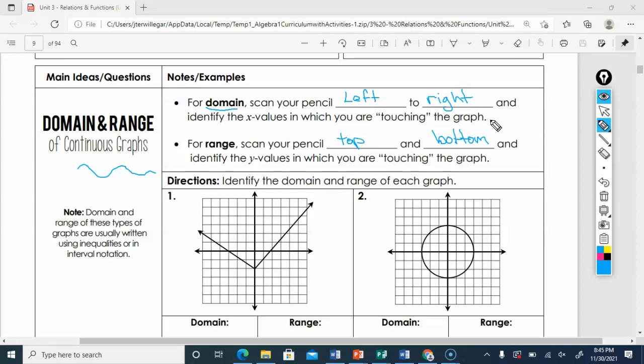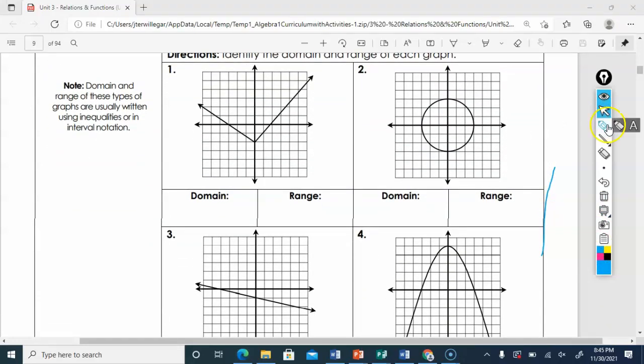Any questions so far? All right, awesome. All right, so let's scroll down a little bit. Oopsie, that's a pencil. So let's look at number one.